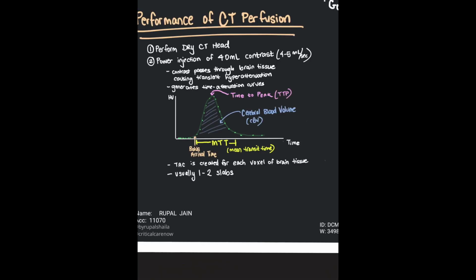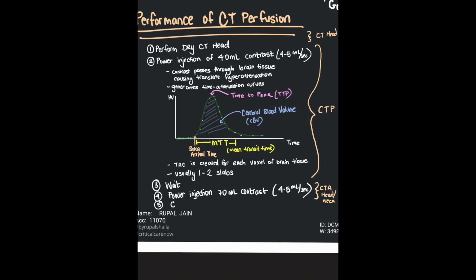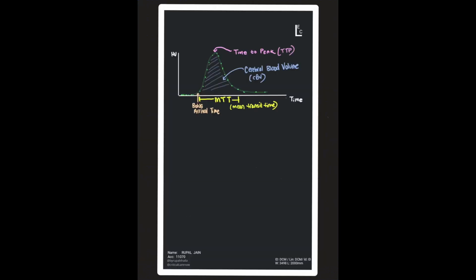Then the technician must wait a few minutes before power injecting an additional 70 milliliters of contrast for the CTA head and neck. Finally, the CT perfusion software analyzes the data. Essentially, this is the time attenuation curve for each voxel of brain tissue, and then it generates a color map based on this. There are two more data points obtained from these curves, and these are arguably the most important because they are what differentiate infarcted core from ischemic penumbra.